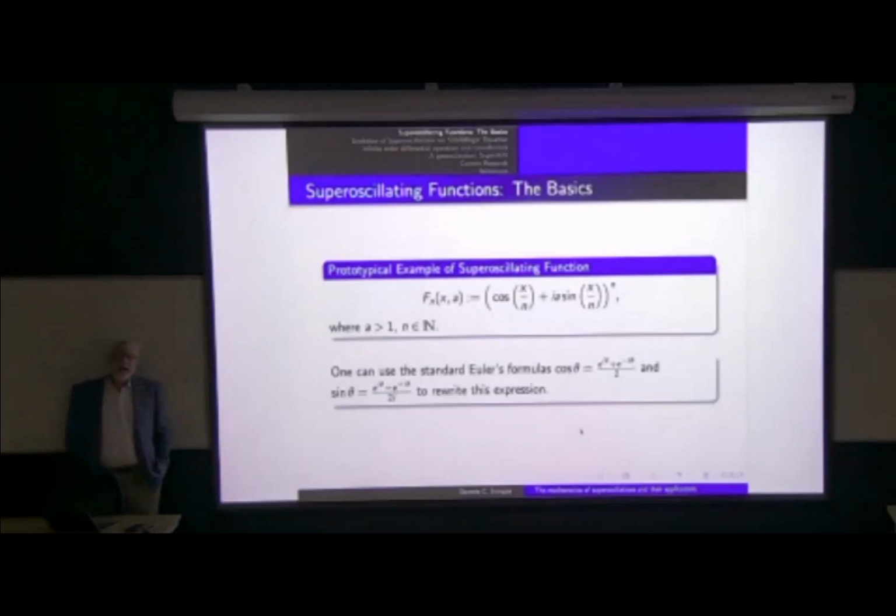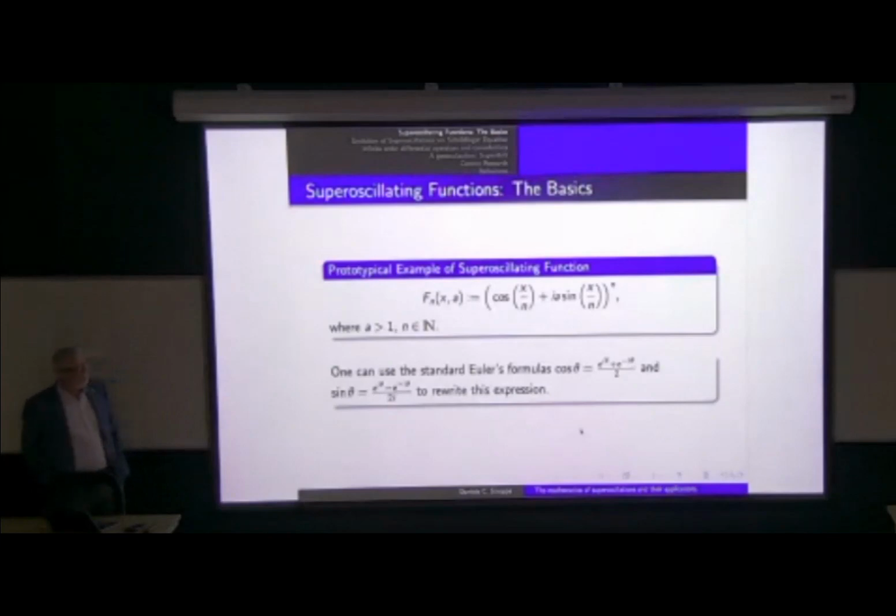Very simple function. x is a real variable, n is an integer, and a is a parameter bigger than 1. And the function is the cosine of x over n plus i a sine of x over n, all of this to the power n. So a very simple, innocuous looking function.